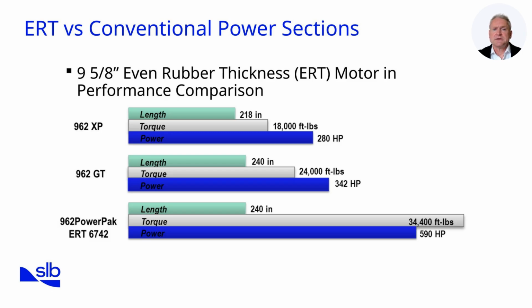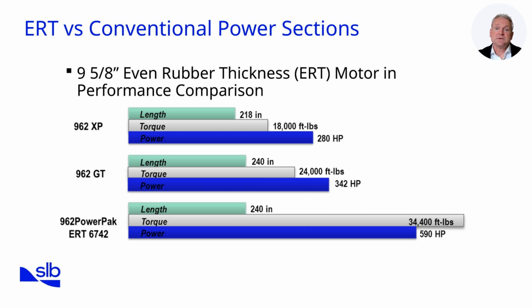Starting with the 962 XP, this motor has a length of 218 inches, delivers 18,000 foot-pounds of torque, and produces 280 horsepower. The 962 GT is slightly longer at 240 inches with higher torque at 24,000 foot-pounds and a power output of 342 horsepower. Now compare those to the 962 Power Pack with ERT technology.